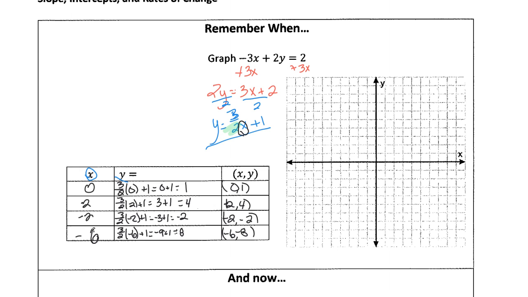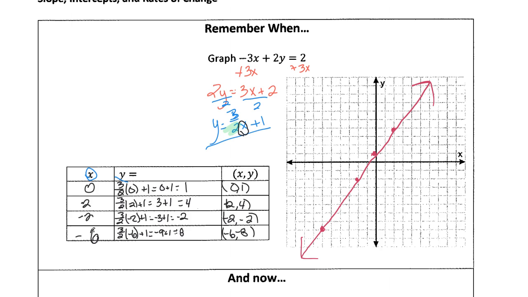So now let's plot these points. Plot yours while I'm plotting my points. Okay, so (0, 1), (2, 4), (-2, -2), and then (-6, -8). Okay, so we're going to draw a straight line, or as straight as you can make it. And that's my graph. However, we're going to do something different, okay?